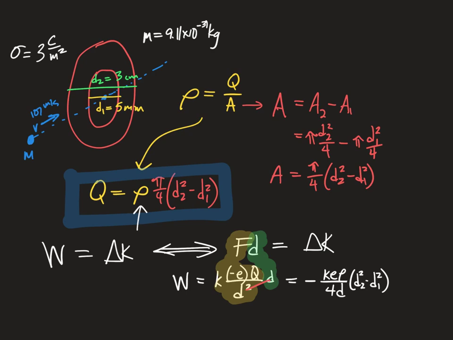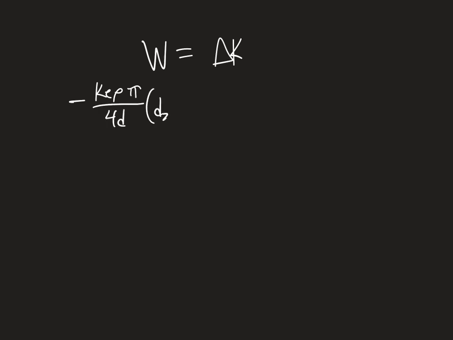All right, so I'm going to get me a clean screen here. So we know that work is change in kinetic energy. You probably don't have to write that again. But we had this minus k e rho pi over 4d times the outer diameter squared minus the inner diameter squared. And that's going to equal the change in kinetic energy, which I can simply write as 1/2 mass times final speed squared minus initial speed squared.